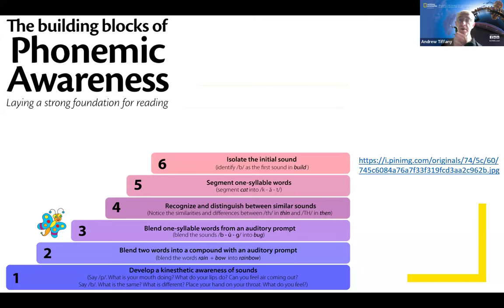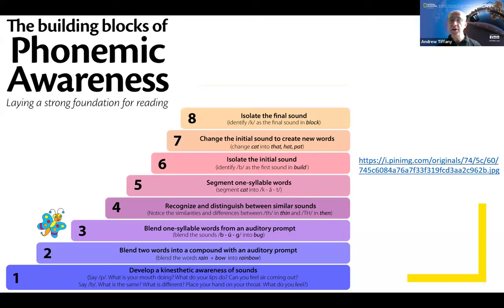Isolating sounds, so maybe an initial sound. Could be isolating the final or the middle sound as well, right? Change the initial sound, right? So we often do that, right? Give me another word that rhymes with at. So cat, hat, that, mat, fat, and so on, right? Isolate the final sound, and we could do the same thing with the final sound.